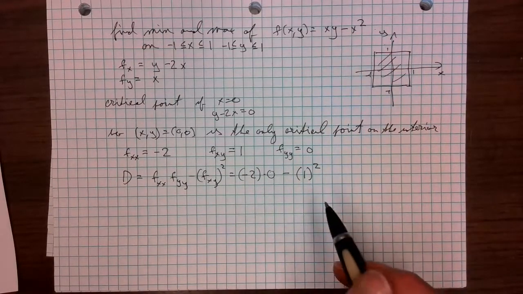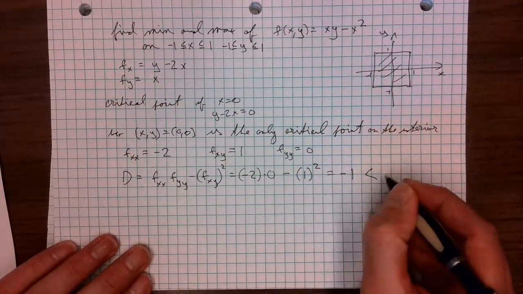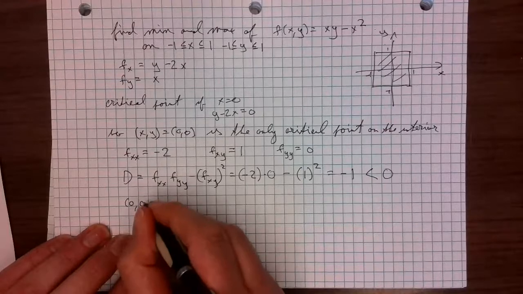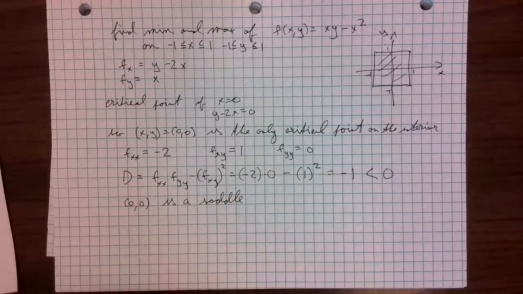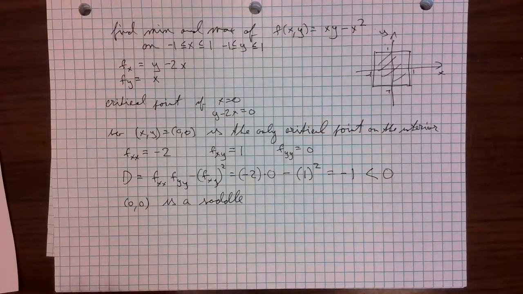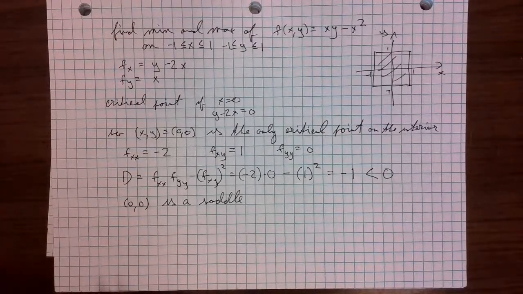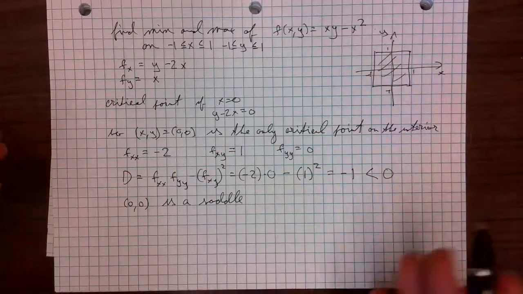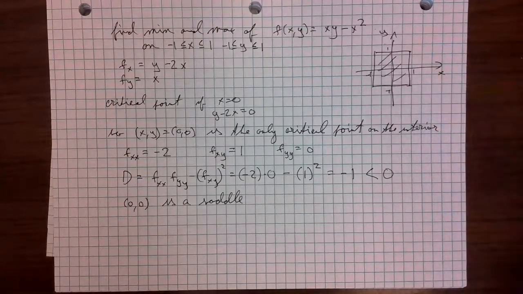So now from this, this is minus 1, so it's less than 0, so that means that 0, 0 is a saddle. All right? So this is not going to be either a minimum or a maximum, right? So let's figure out, if anything, on the boundary. So how do we figure out the boundary over here?